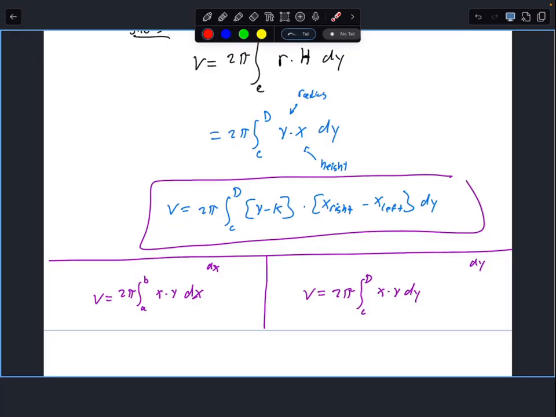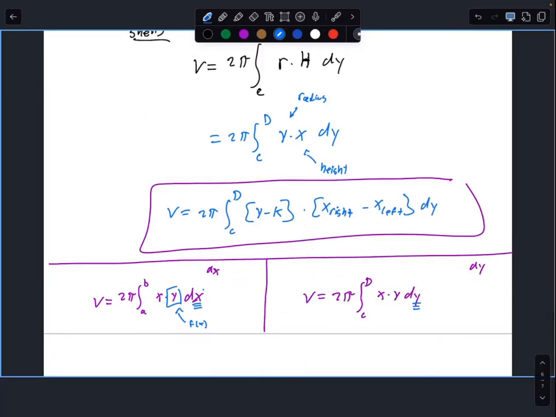But because this is a function of x, that means I need to change this to a function of x. The x stays in the formula, okay? The x will stay. You do not change the x because it is in terms of dx. Versus over here, since this is dy, the y stays, and I need to convert this to the function of y that is being used, the top minus bottom.